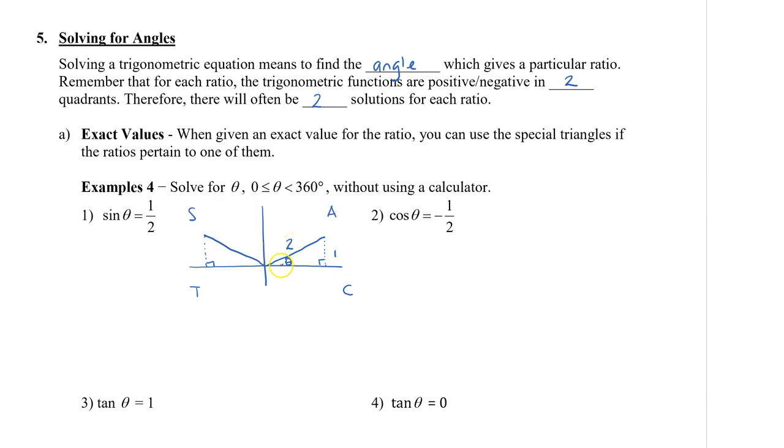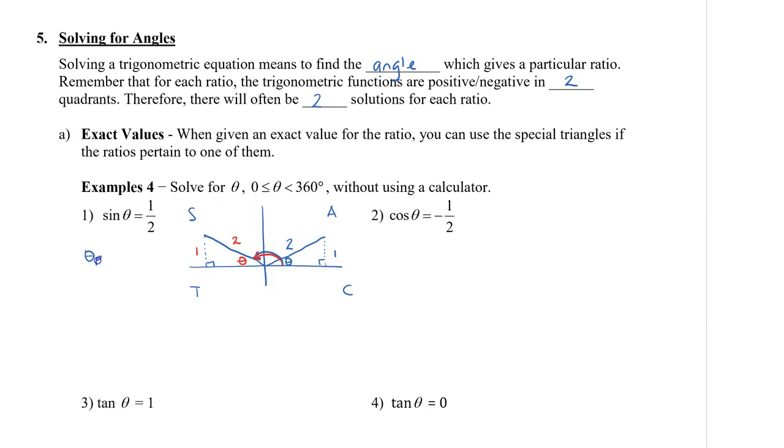Now the other angle is the one over here. And I'm actually going to outline that in red. And again, the ratio is going to be 1 over 2. And that's based on this angle here. Now this angle for both of these triangles, we can call that the reference angle.